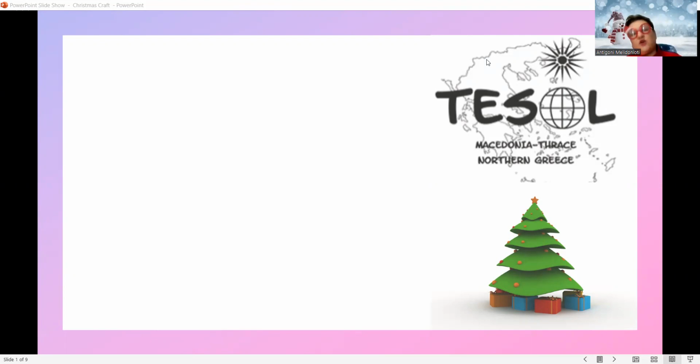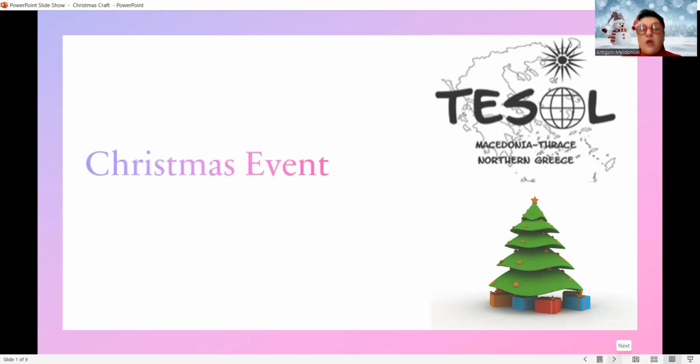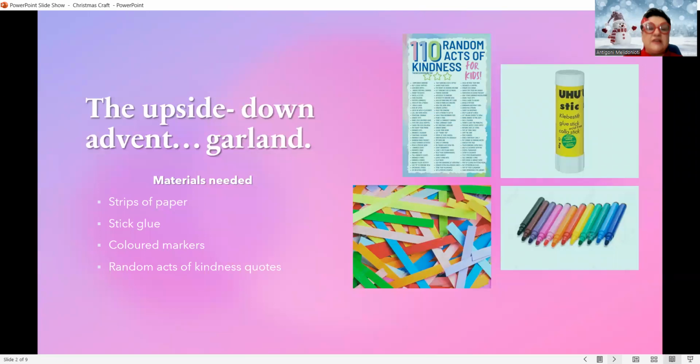My name is Antigoni Melidonioti, and as a member of the board, I will be sharing my Christmas activity with you. The name of the Christmas activity I have come up with is the Upside Down Advent Calendar. I guess you have already understood where the idea came from. Yes, the Advent tree. However, I'm going to use it with a twist.